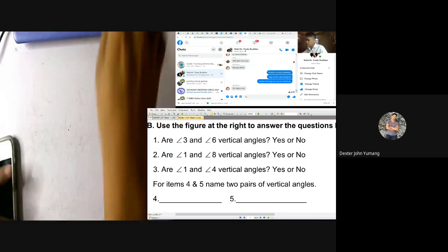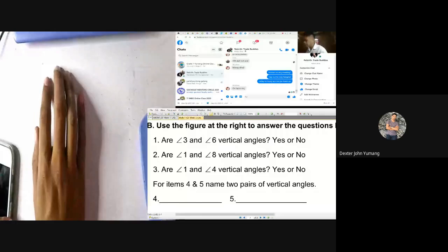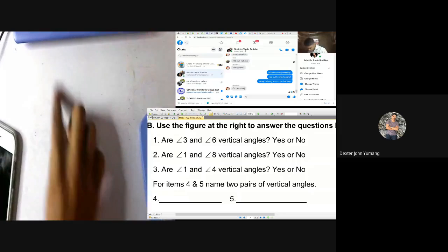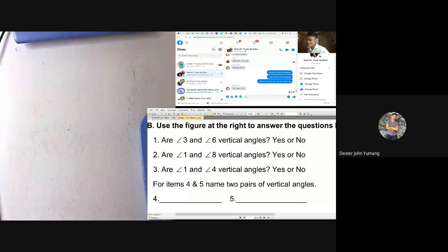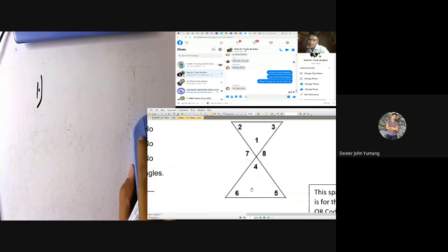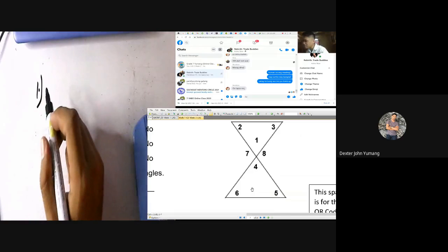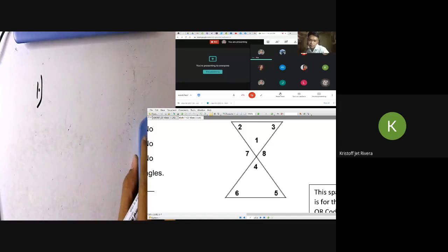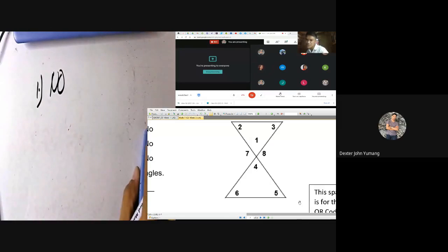Okay, for number 1, let us check now. Where is my marker? Class, sino nagkuha ng marker ko, class? Ito pala. Okay, number 1, let us reveal the answer. Angle 3 and angle 6 are vertical angles. Yes or no? Who would like to answer? Anyone? Are you still there, class? Opo. So, the answer for number 1. That is No. Absolutely no. Angle 3 and 6 are not vertical.